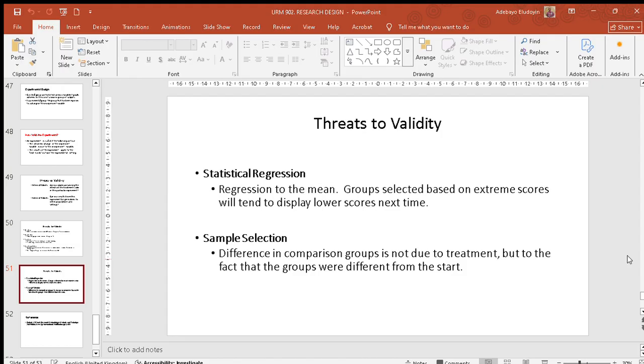Then, if you are adopting experimental, it is actually largely quantitative.